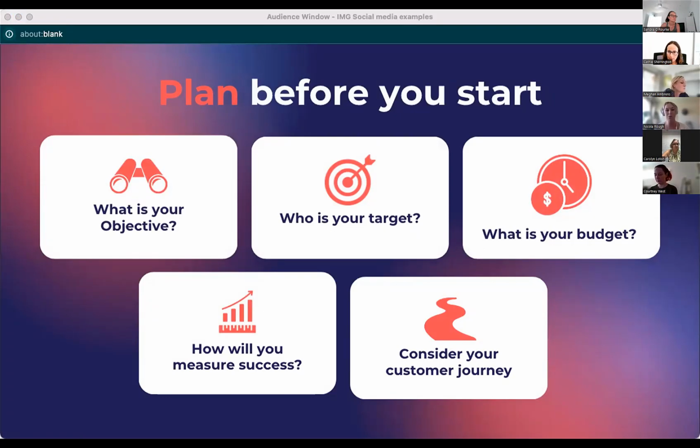So what is your objective? Who is your target? What's your budget? Budget can also be in time and money. Often it's both, but when you have a limited budget, I often tend to think in time. How will you measure success? And then consider your customer journey, where they're coming from, where they're going, and where you'd like them to end up.